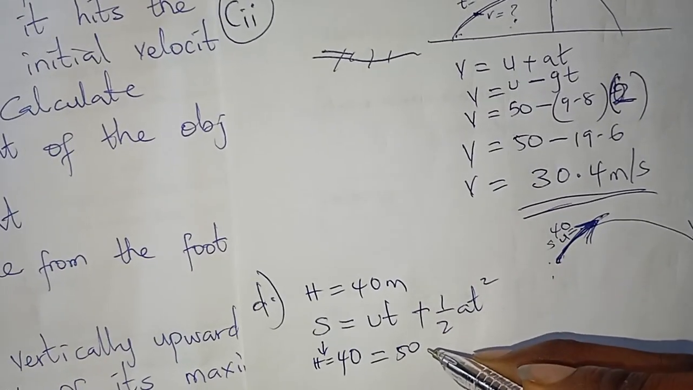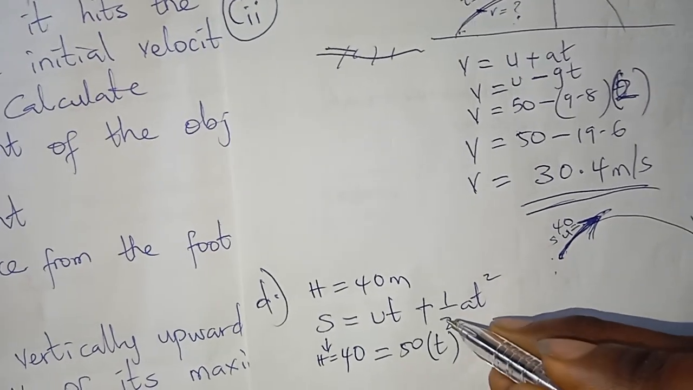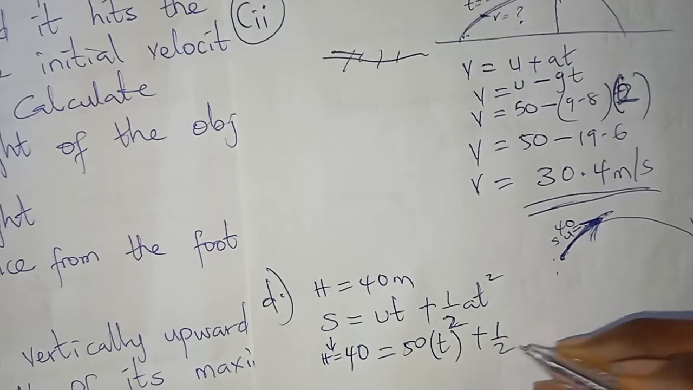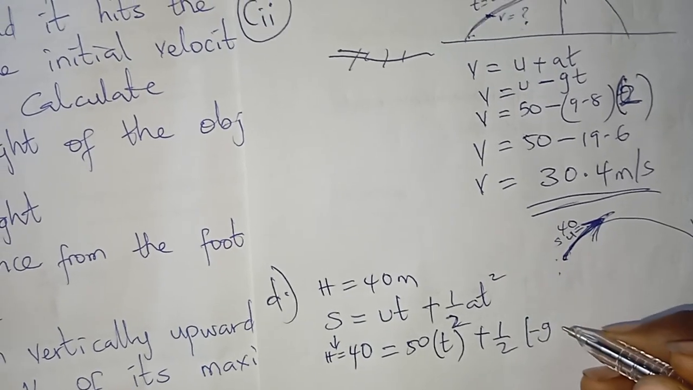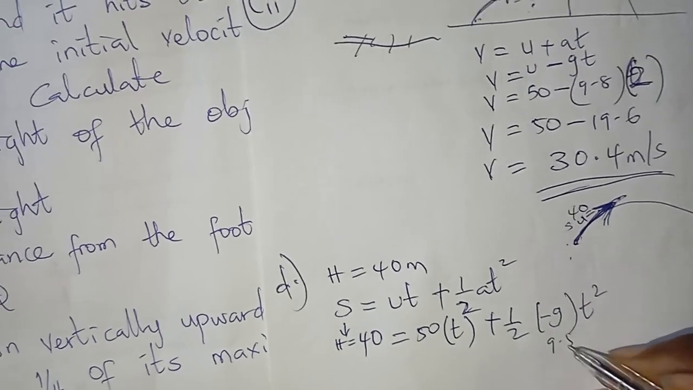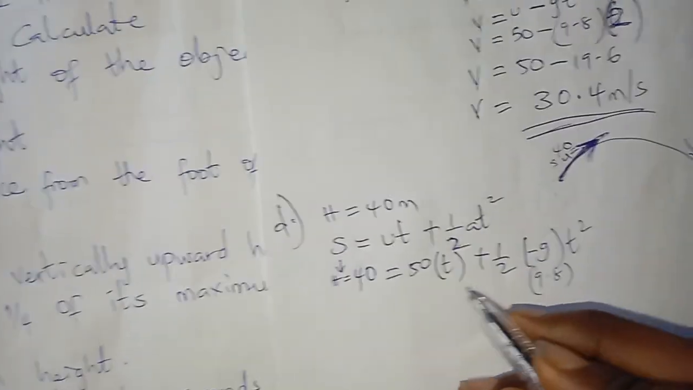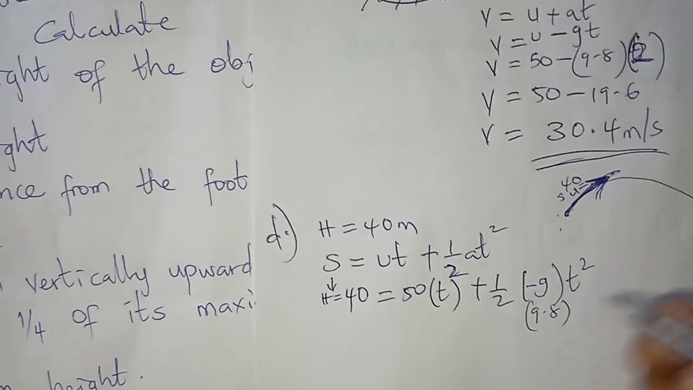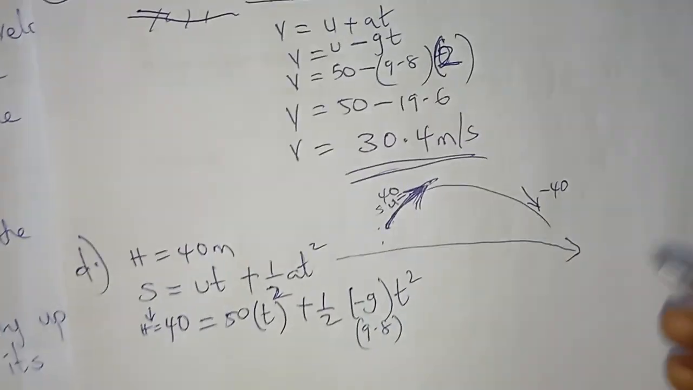Then the time is what they're asking us, the t, plus half, and since it's still going up, this will be minus g, then t squared. You know that g here is 9.8. I just want to put everything out so that you understand. Now let's make t the subject of the formula first.